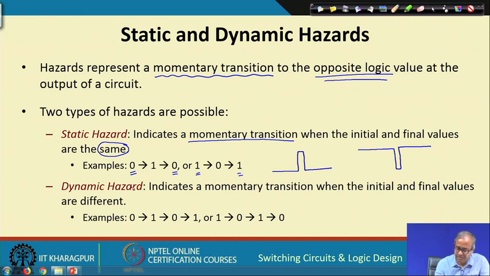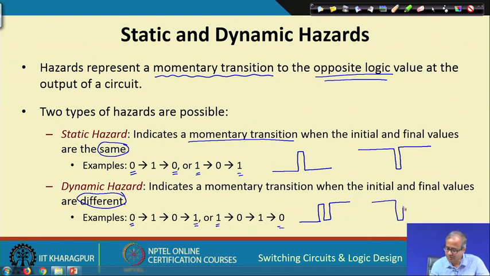A dynamic hazard is similar, but here the initial and final values are different. Let us say the initial value is 0 and the final value is 1. It may so happen that instead of a clean transition, it makes transitions like this and then settles down. That means 0 to 1, back to 0, again 1, or the reverse, from 1 to 0, back to 1, and then 0 again.